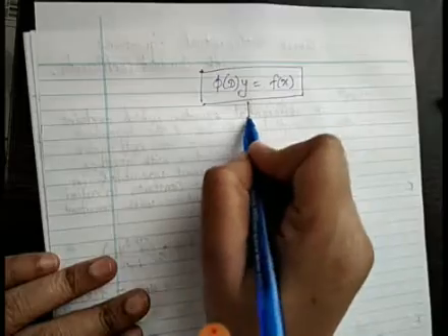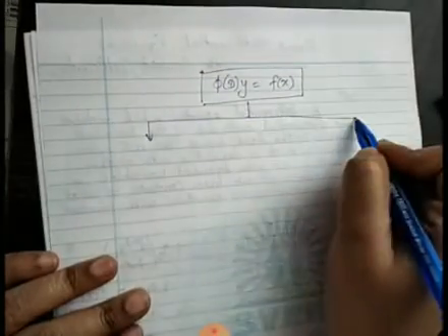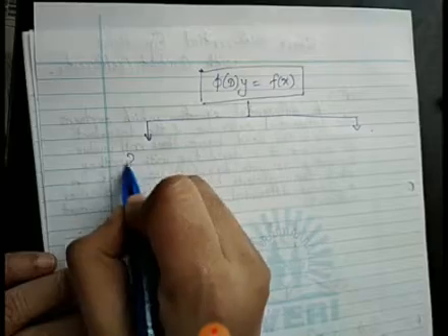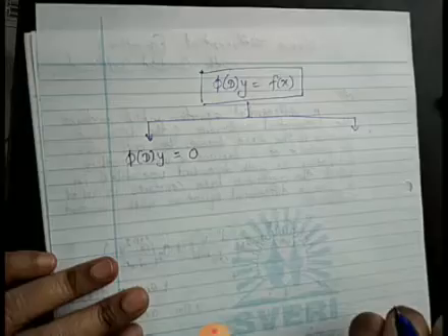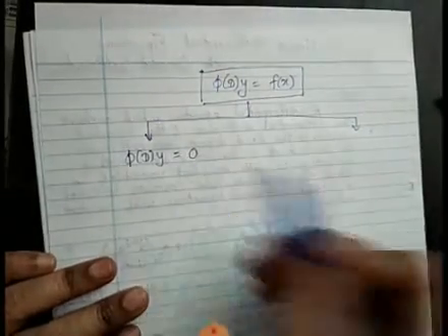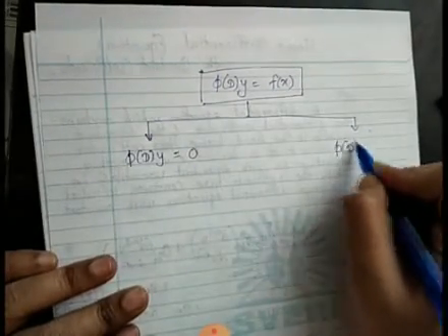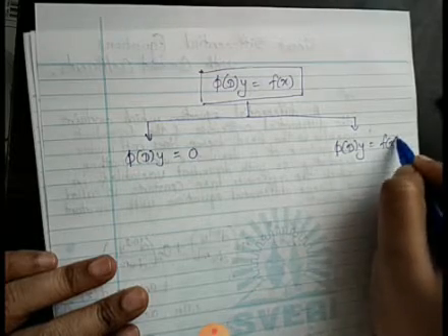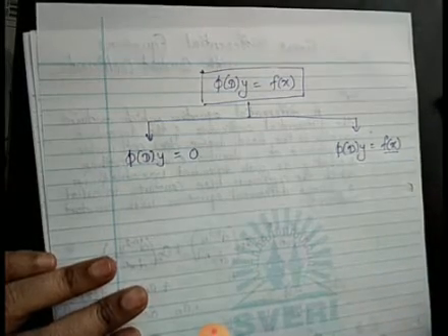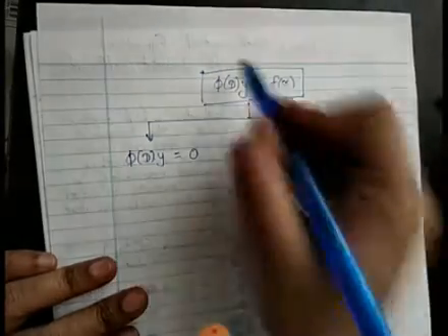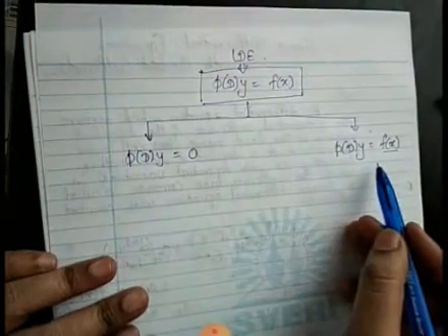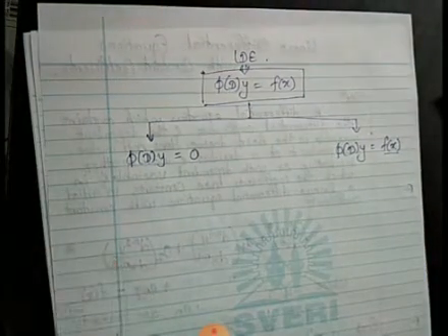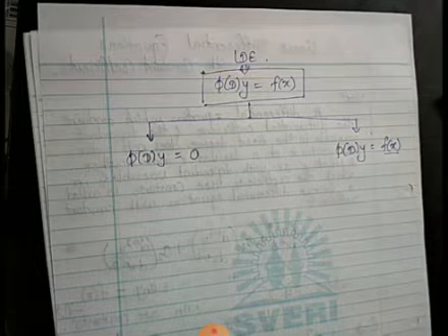The standard form. And there are two types of LDE for our study, only two types. That is phi of D y is equal to 0. The first type is if your function is 0, and the second type is phi D y is equal to f of x, where this is non-zero. So two types of LDE with constant coefficient. Phi D y is equal to 0 and phi D y is equal to f of x.